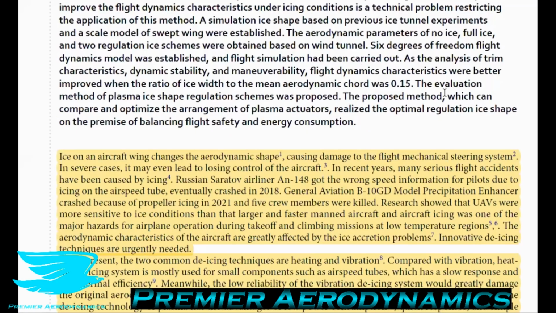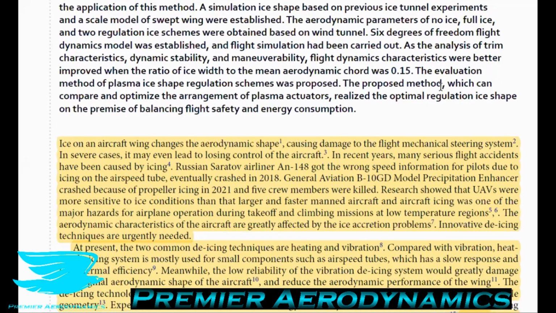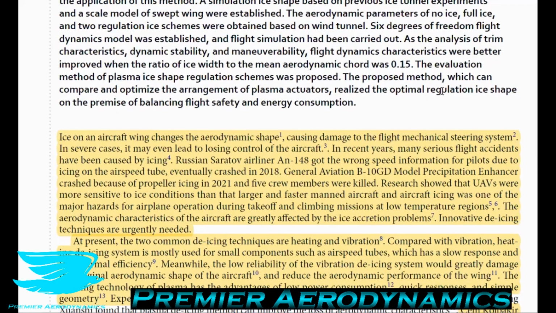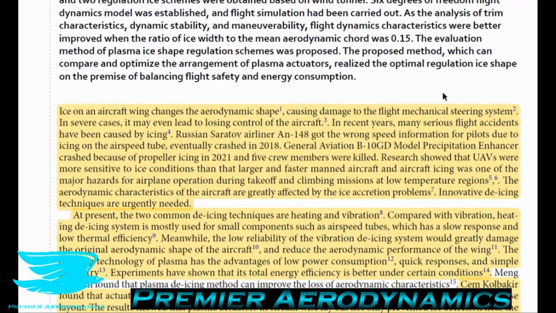So ice on an aircraft wing changes the aerodynamic shape, causing damage to the flight mechanical steering system as well, potentially. In severe cases, it may even lead to losing control of the aircraft. In recent years, many serious flight accidents have been caused by icing. For example, the Russian Saratov airliner AN-148 got the wrong speed information from pilots due to icing on the airspeed tubes, and it eventually crashed in 2018.